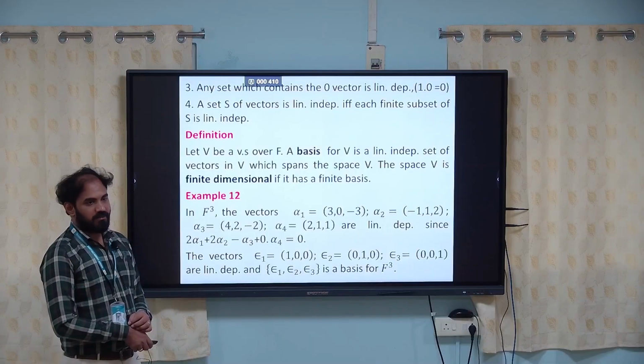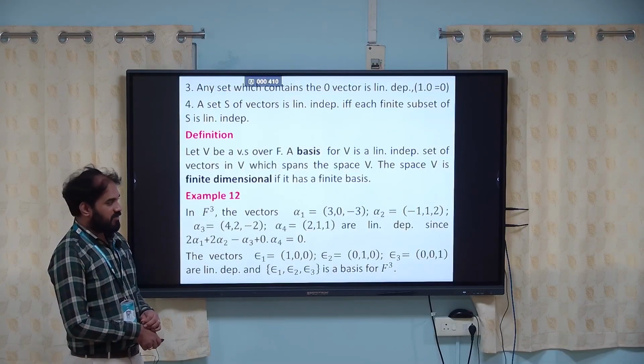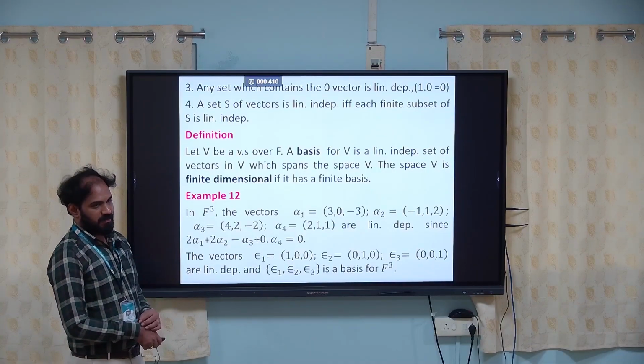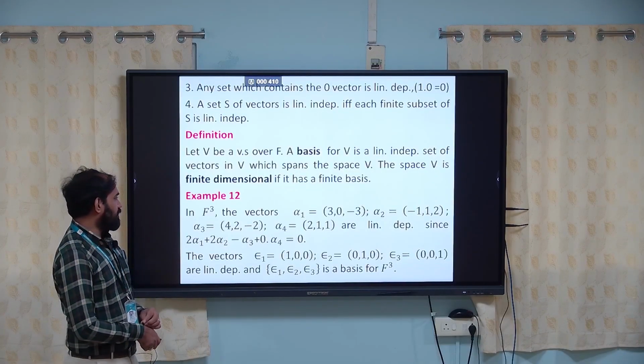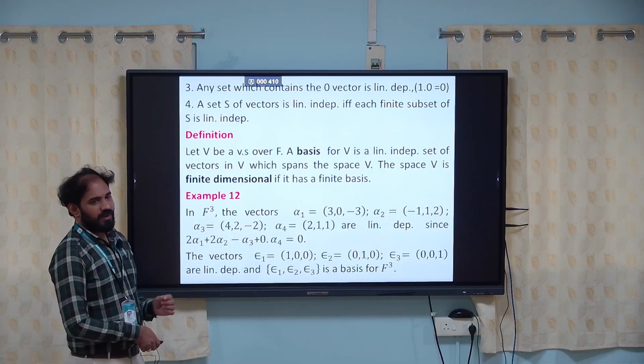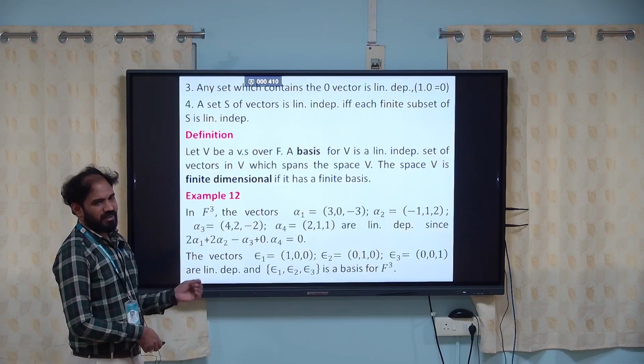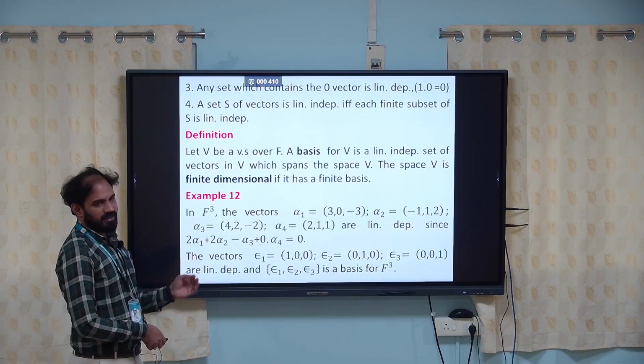The number of elements in a basis is called the dimension. That means if the number of elements is finite, it is a finite dimensional vector space. If the number of elements is infinite, it is called an infinite dimensional vector space. The number of elements is called the dimension of the vector space. Okay, we can see some examples.